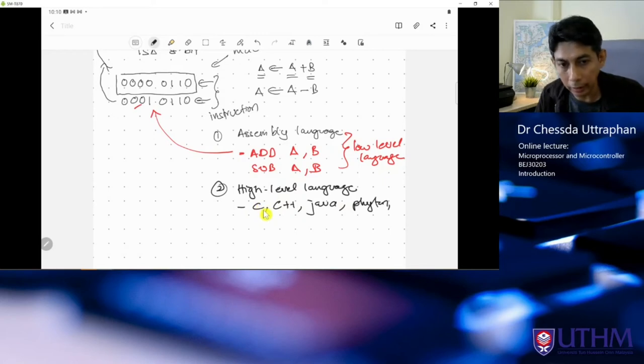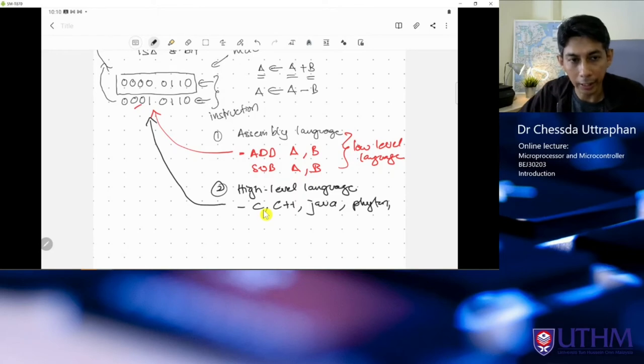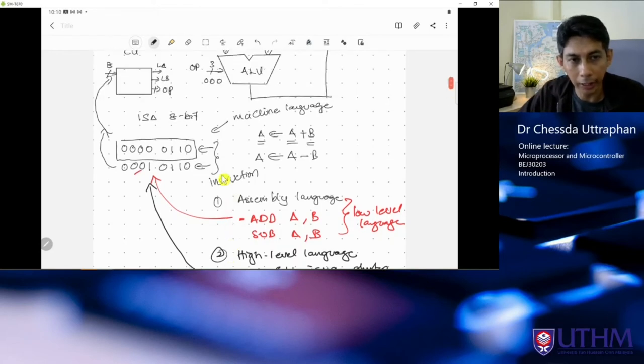So again, when we write our program using this high-level language, we need to write this on the computer, and the computer needs to compile. What we call compile, when you press the compile button, actually what the computer does is to translate this to the machine code or machine language such that the computer will understand the program, the instruction, all right?